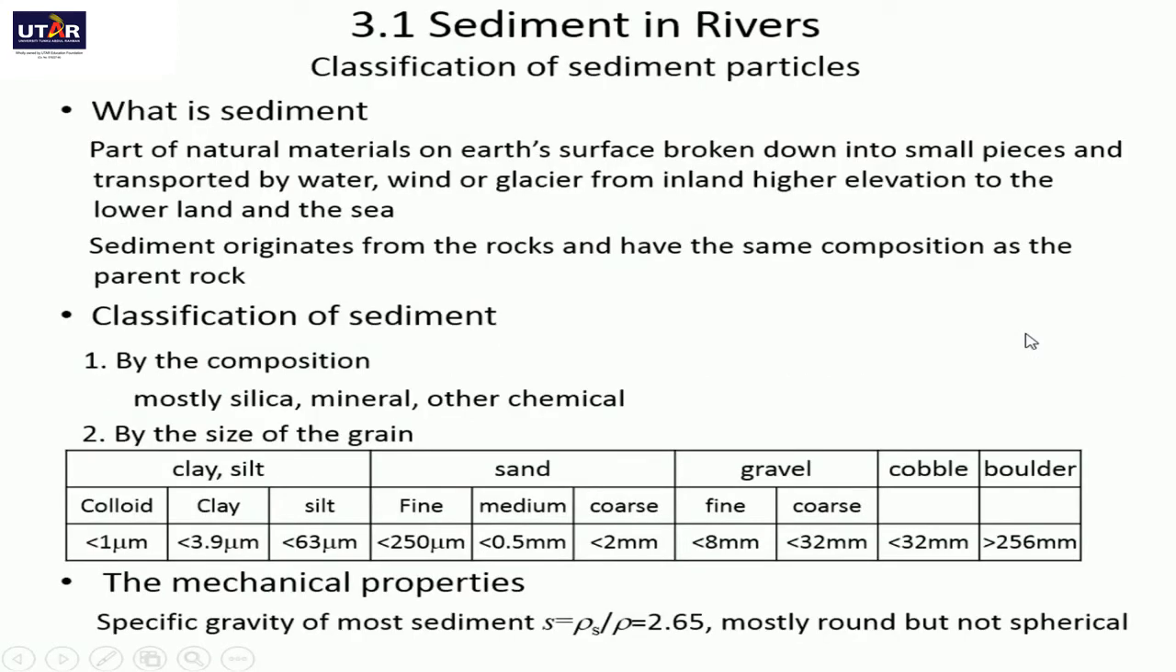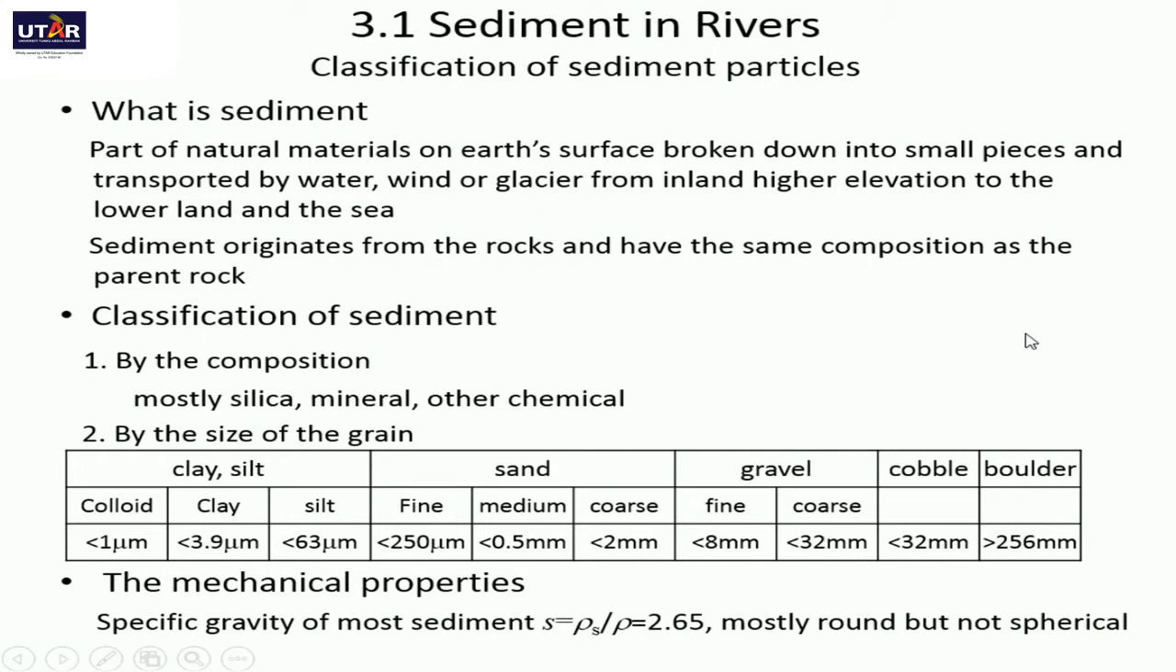So first, what is sediment? Sediment is part of natural material on Earth's surface, broken down into small pieces and transported by water, wind, or glacier from land at higher elevation to the lower land and the sea. Sediment originates from the rocks and has the same composition as the parent rock.